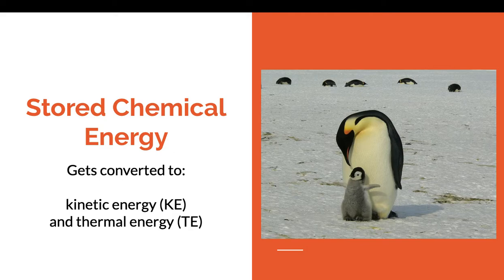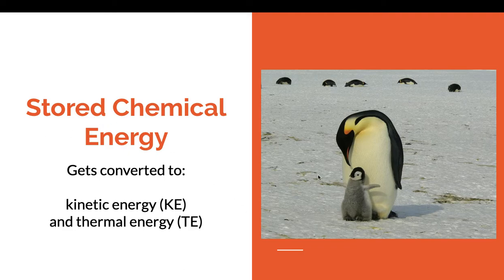Our bodies are amazing at keeping us warm at the body temperature that we need. How does that happen? We use stored chemical energy and we convert it to thermal energy. That's what helps us to live our lives. It's what's called homeostasis, and it keeps our bodies exactly where we need to be in order to survive.